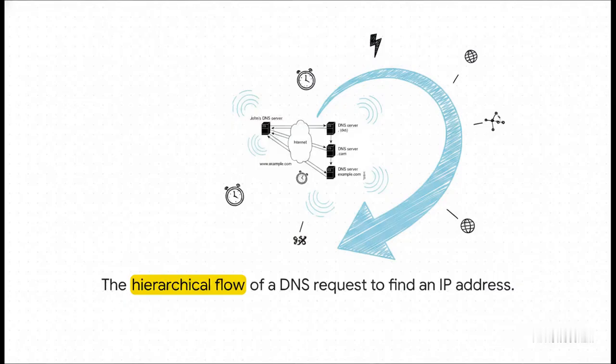But how does that lookup actually happen? It's not just one giant server sitting in a basement holding all the world's addresses. It's a hierarchy. If John's local server doesn't know the IP address, it queries up the chain. It asks the root server, which points it to the .com server, which then points to the specific domain server for example.com. And this entire global game of telephone, it happens in just milliseconds until it pinpoints the exact address.